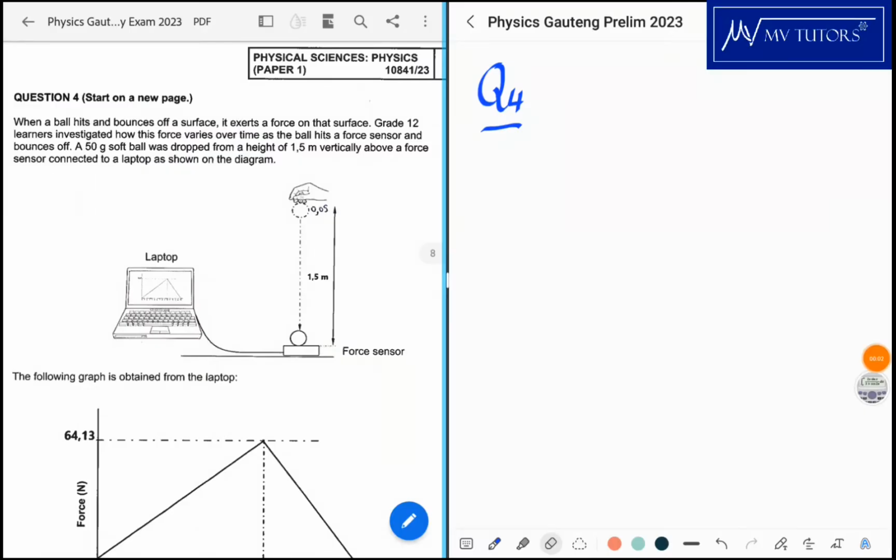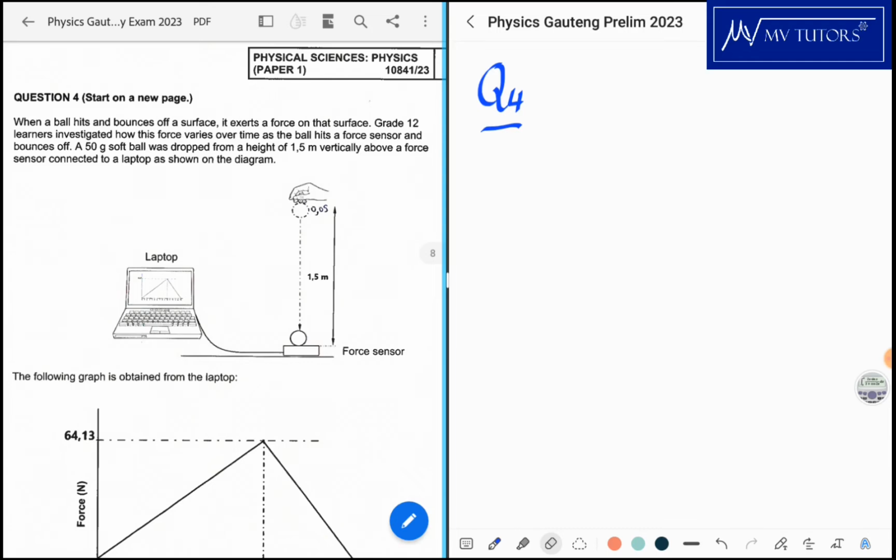4. When a ball hits and bounces off a surface, it exerts a force on that surface. Grade 12 learners investigated how this force varies over time as the ball hits a force sensor and bounces off. A 50-gram softball was dropped from a height of 1.5 meters vertically above a force sensor connected to a laptop, as shown in the diagram.